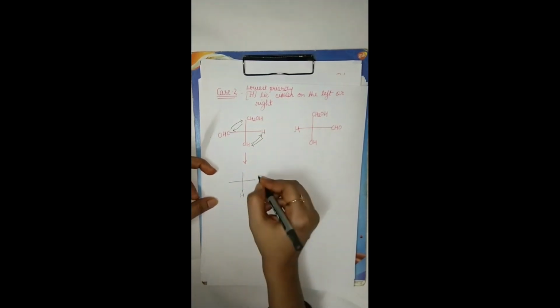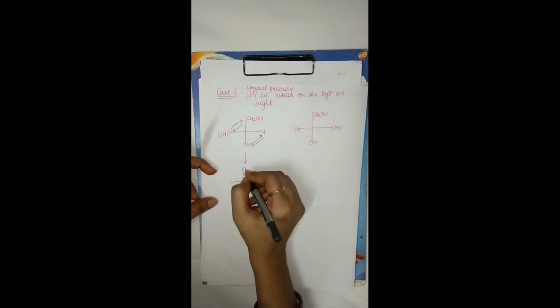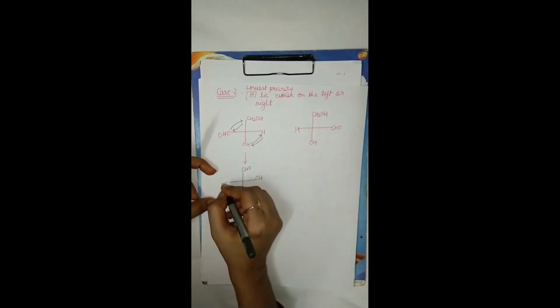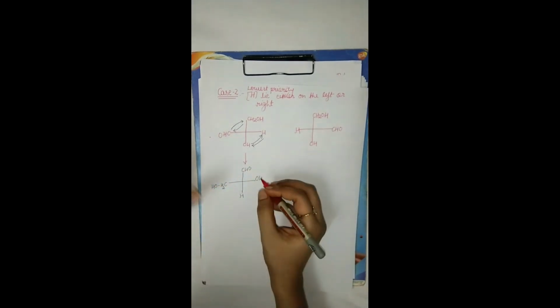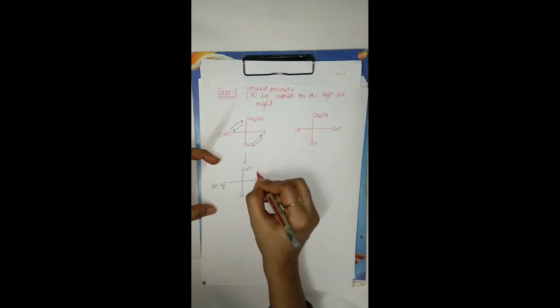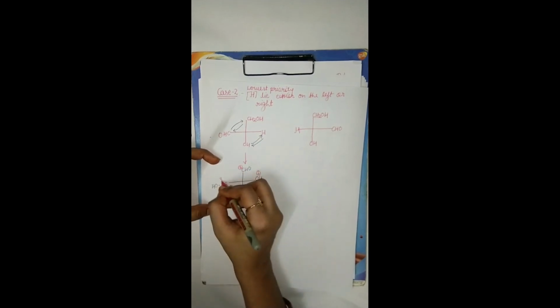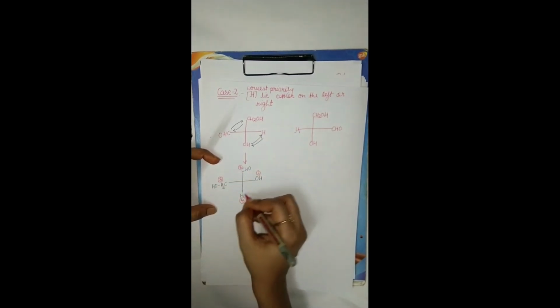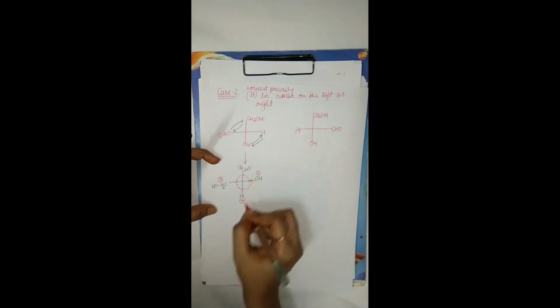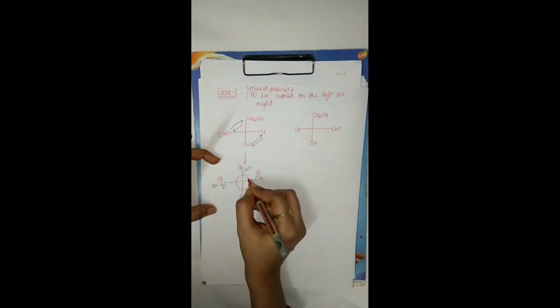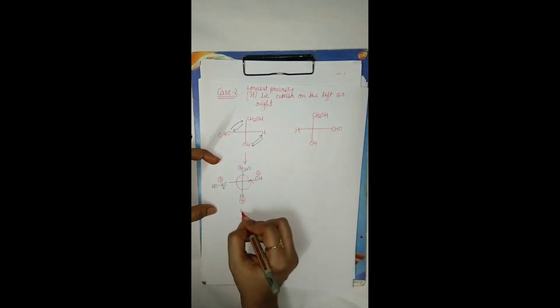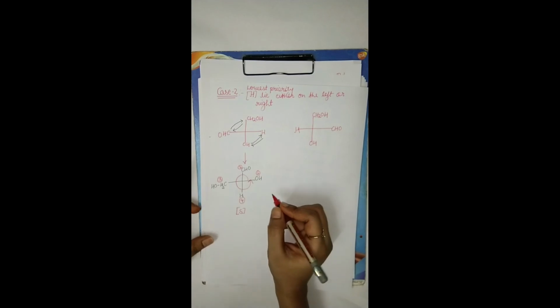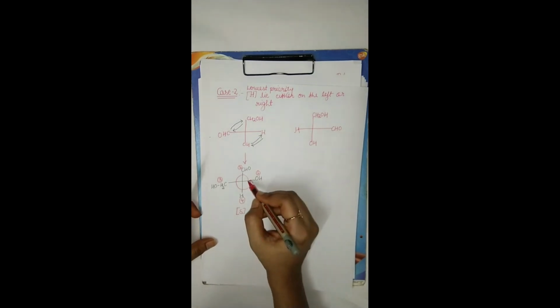H here, OH, CHO, CH2OH, and give the priority sequence rule. First priority, second priority, third priority, fourth priority, and 1, 2, 3, 4. This is the S nomenclature. Okay students, this is the S nomenclature. This is anti-clockwise direction.